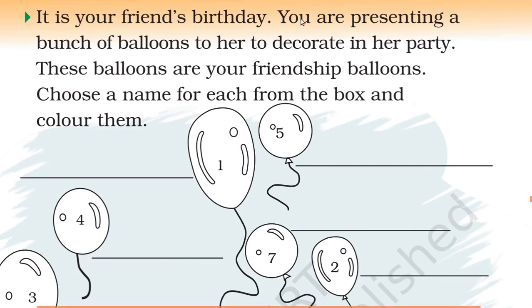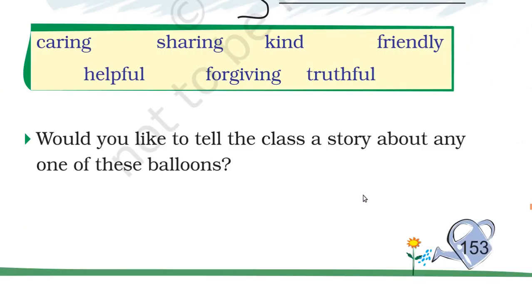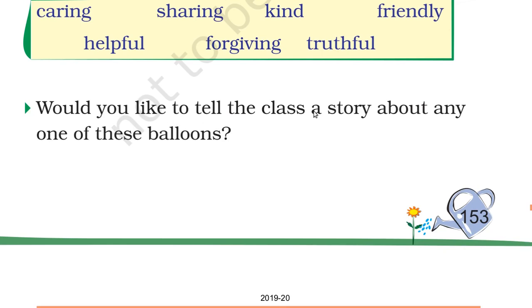It is your friend's birthday. You are presenting a bunch of balloons to her to decorate her party. These balloons are your friendship balloons. Choose a name for each from the box. Color them. Caring, sharing, kind, friendly, helpful, forgiving, truthful. Would you like to tell the class a story about any one of the balloons?